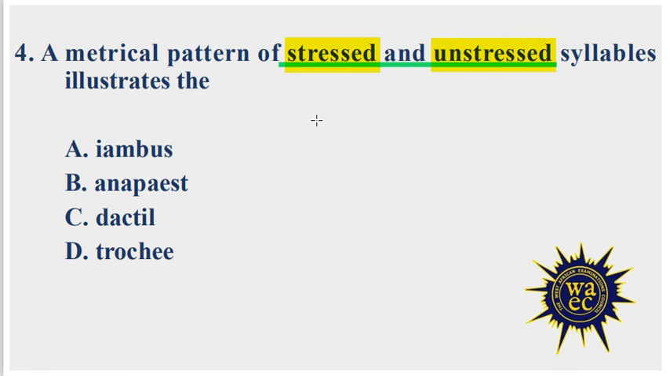Now let's see each of the options. Iambus is a metrical foot consisting of an unstressed syllable followed by a stressed syllable. So in Iambus, it is the unstressed syllable that comes first. But our question says that the stress comes before the unstressed. So option A is wrong. Let's come to Anapest.